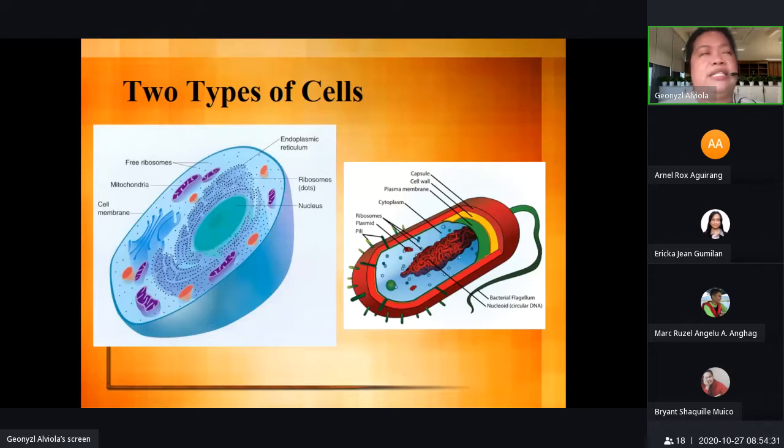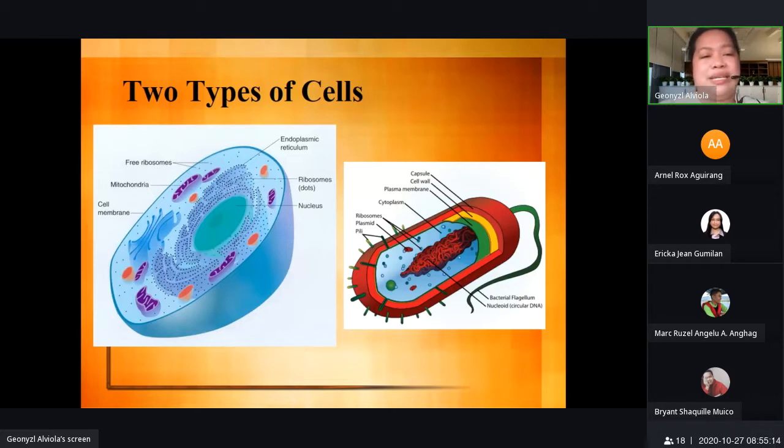So, based on domains, if we're going to talk about domains, there are only two domains based on cell structure. So, we have the eukaryotic. So, you have here on the left side, ito yung eukaryotic. At saka ito naman sa kabila, a cell from a prokaryotic domain. Ang prokaryotic domain, for example, we have the monerans and the archaea group and the bacteria. And the eukaryotic domain. So yesterday we talked about the domain. So ito yung basis of classification based on domains.